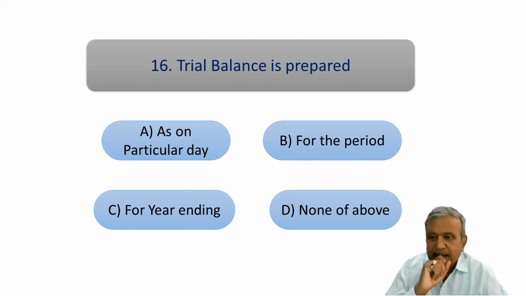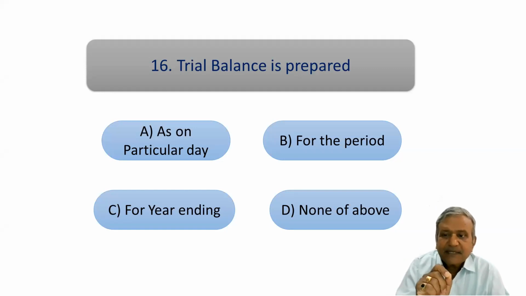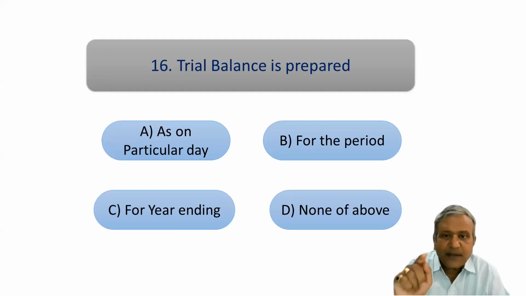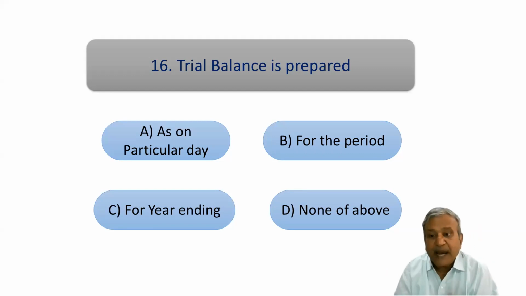As on a particular day. You make it because I told you the trial balance as on 30th of June. Trial balance as on 28th of February. Trial balance is prepared as on a particular day. Balance.